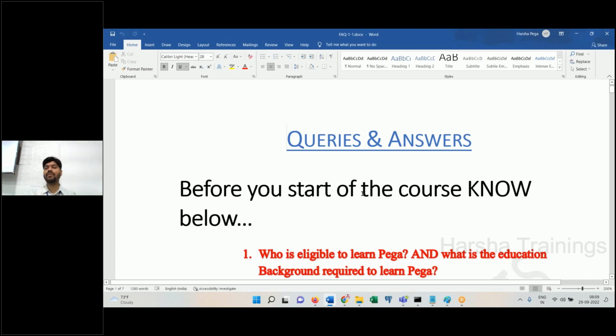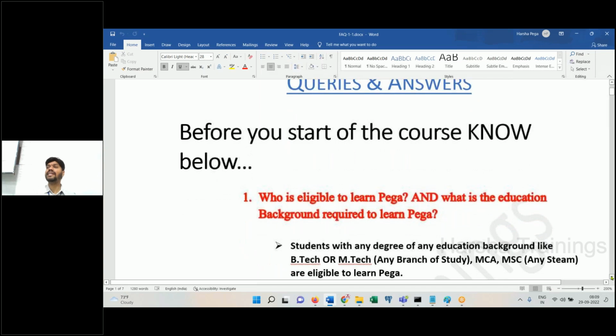Now we'll go with some queries that people usually ask us. See, the intention behind this is not to delay your sessions, please understand. The intention is to make sure all the queries and doubts are sorted out before you step into the training program. So, who is eligible to learn PEGA and what should be the education or employment background?